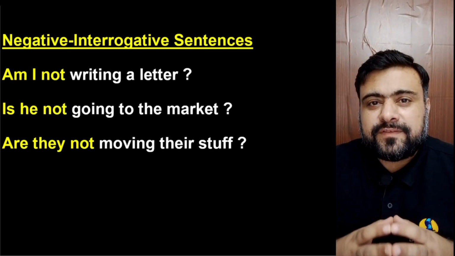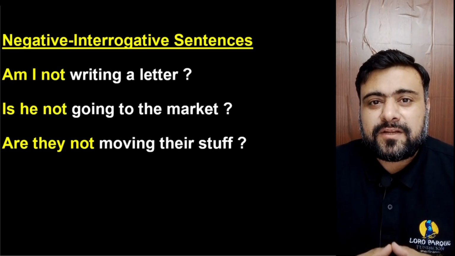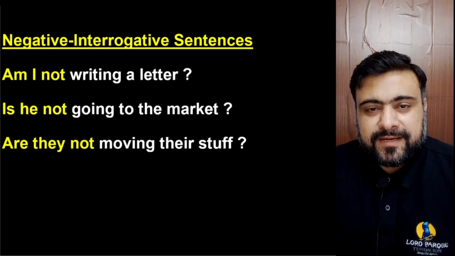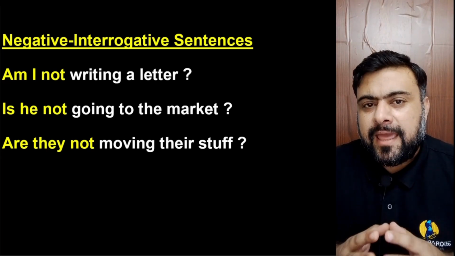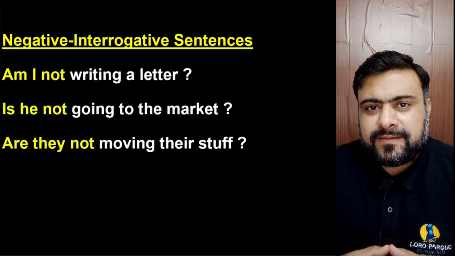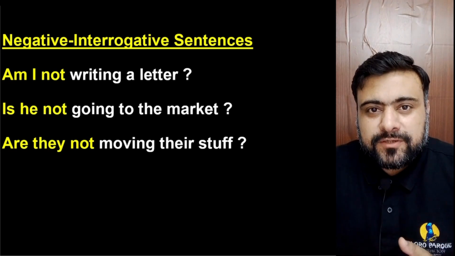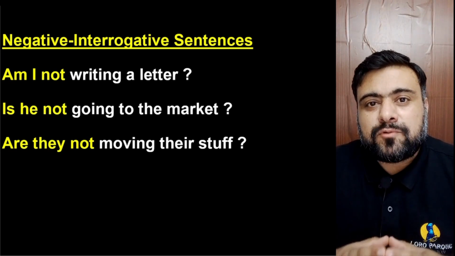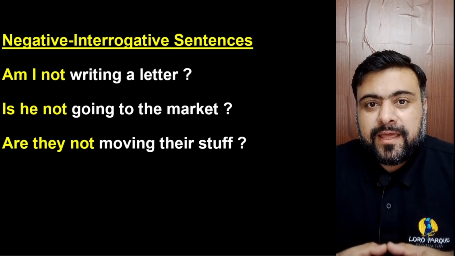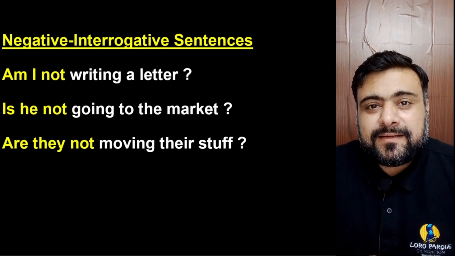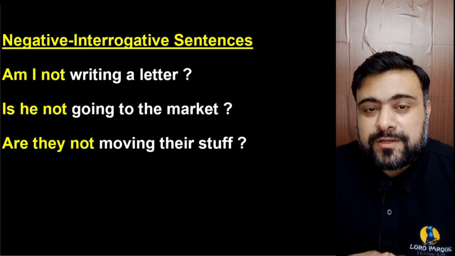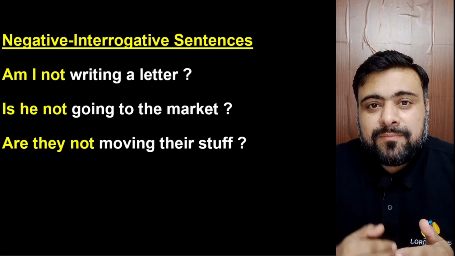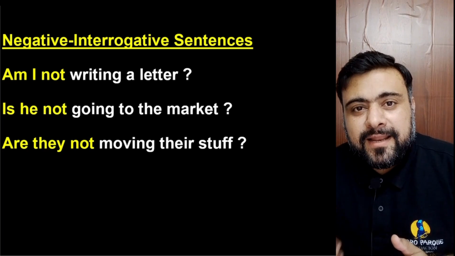The structure of the negative questions or the negative interrogative will be, you take the interrogative sentence of this tense, for example, am I writing a letter? And you put a not between the subject and the main verb. I am writing a letter. This is the positive. Am I writing a letter? This is the interrogative question. And what will be the negative question? Am I not writing a letter?